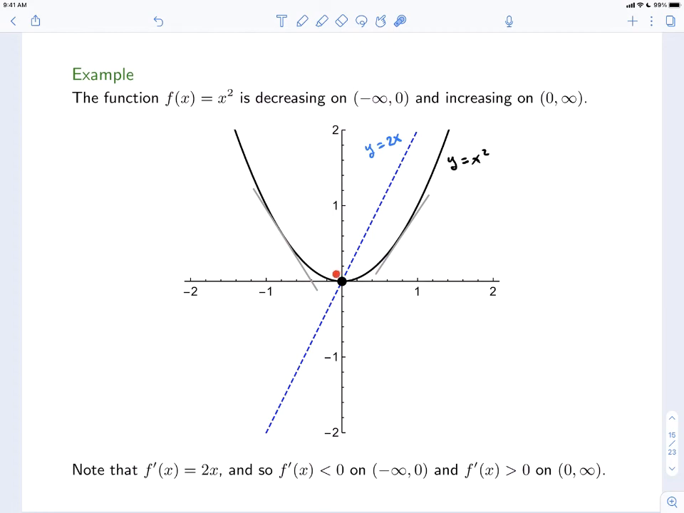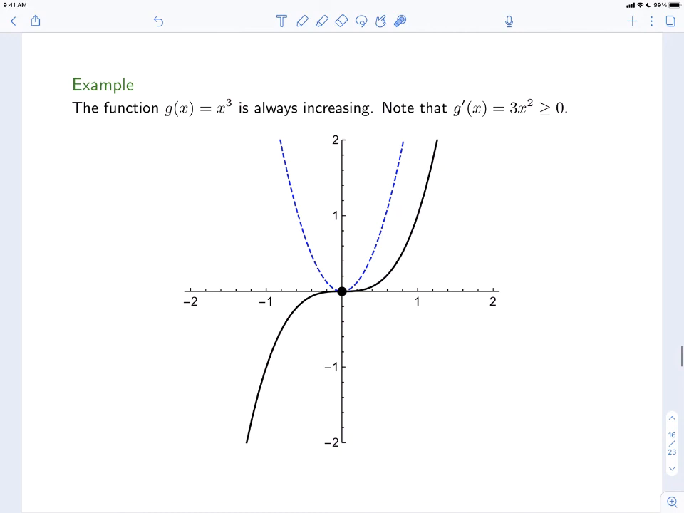Now notice that the theorem doesn't tell us anything about what's going on at 0. That's because the derivative is neither positive nor negative there, it's 0. So on any interval to the left of 0, you have a negative derivative, so the function is decreasing. And on any interval to the right of 0, the derivative is positive, so the function is increasing. But the theorem doesn't tell you anything about an interval that actually contains 0.